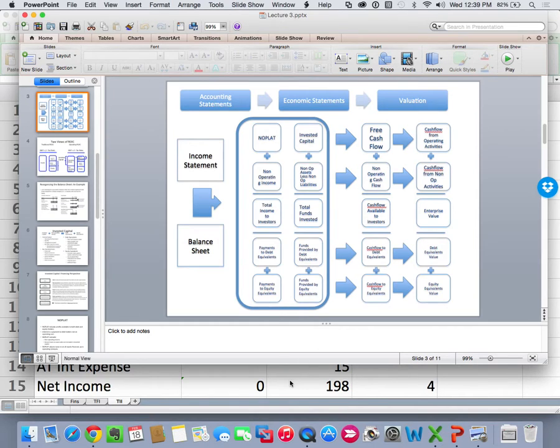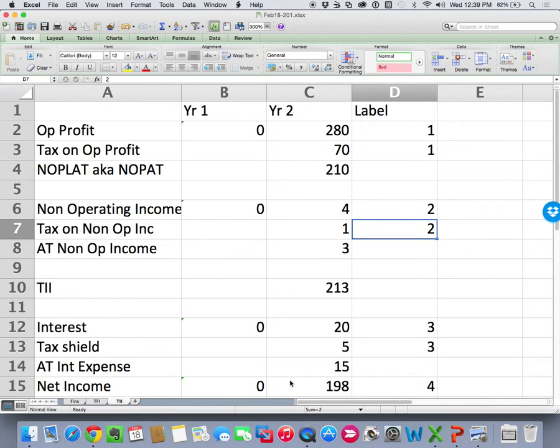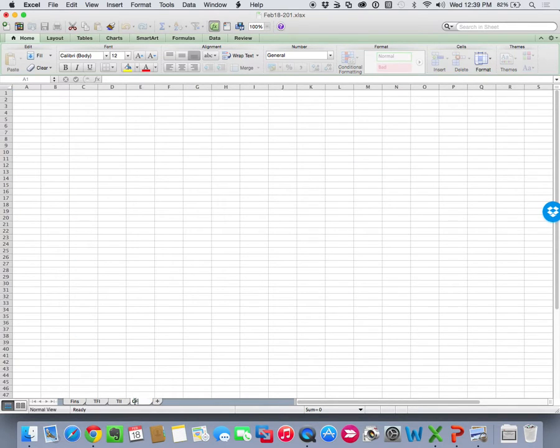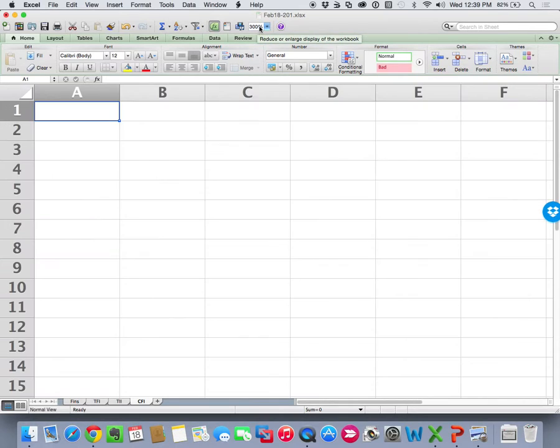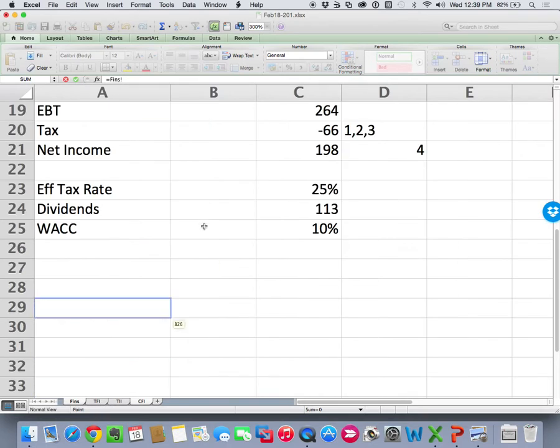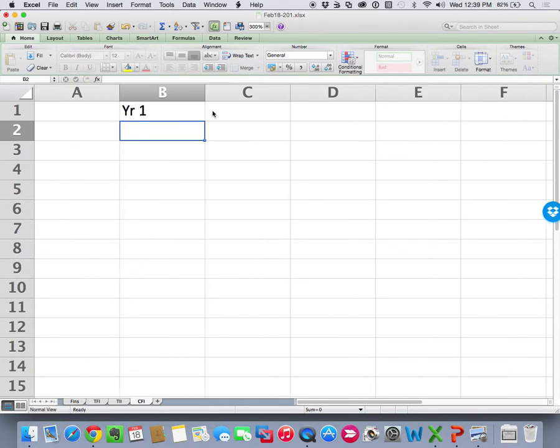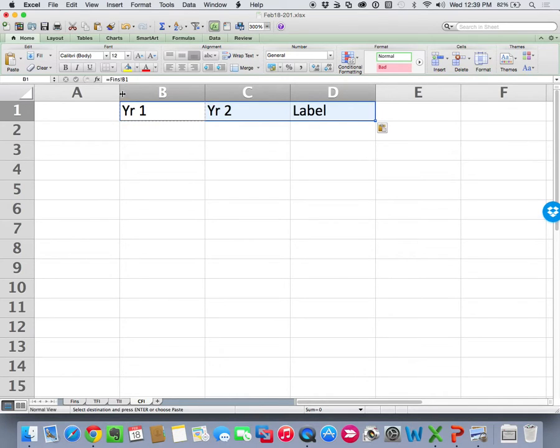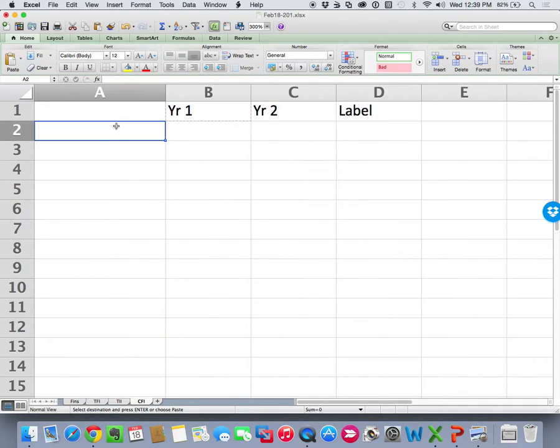So let's start out with the model where we left off in the video. We're going to add another tab, and I'm going to call this CFI, cash flow available to investors. Make it a little bigger so it's easier to see. Relative references, so I'll copy over the years and paste those out. Now, here's what we're going to do next.